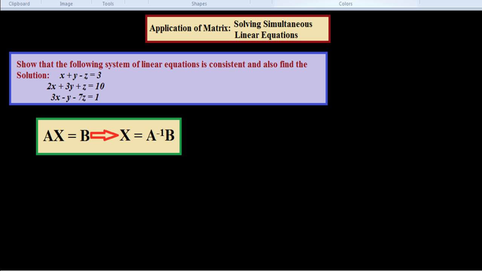In this session, we study the application of matrix. In this application, we see how to solve simultaneous linear equations. For this, I have taken one numerical example, which is on our screen: show that the following system of linear equations is consistent and also find the solution.